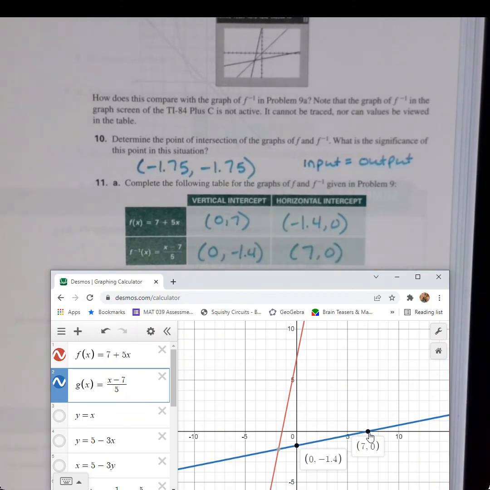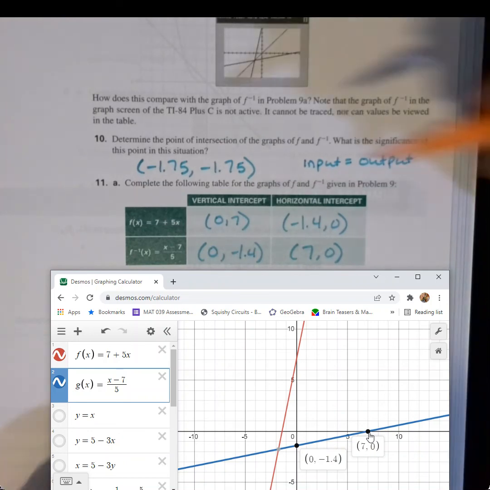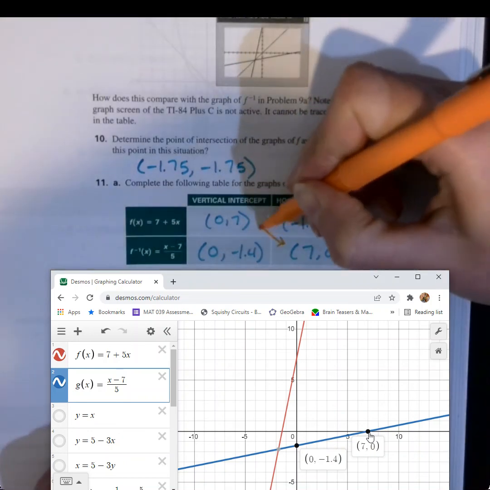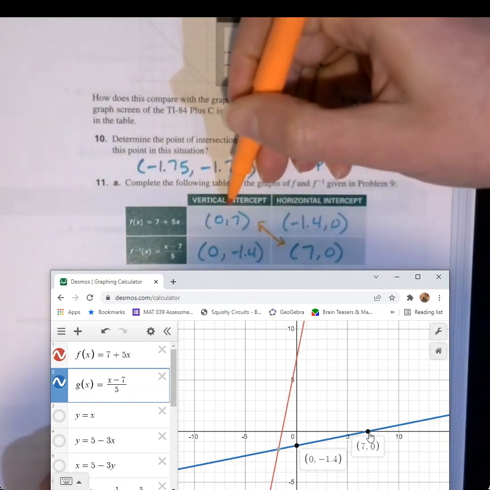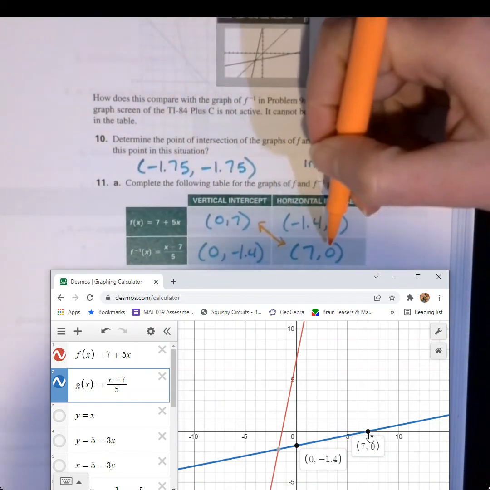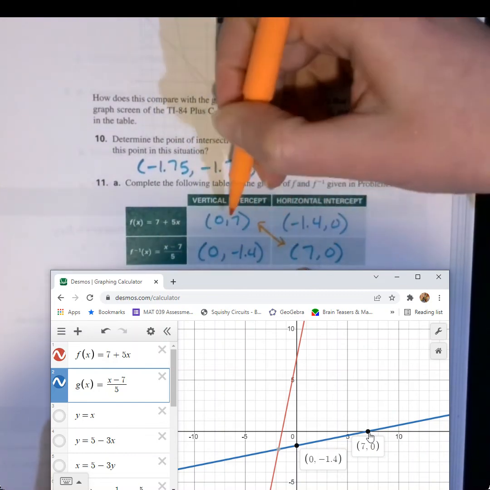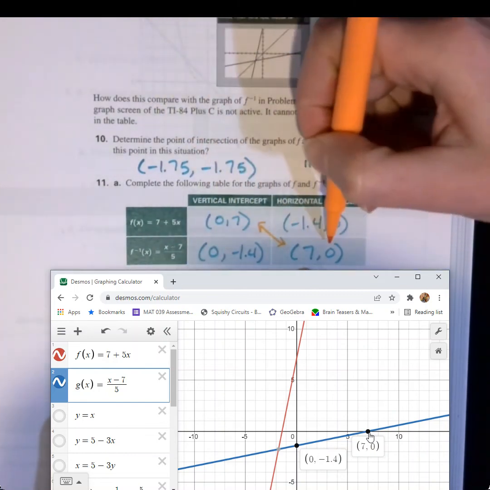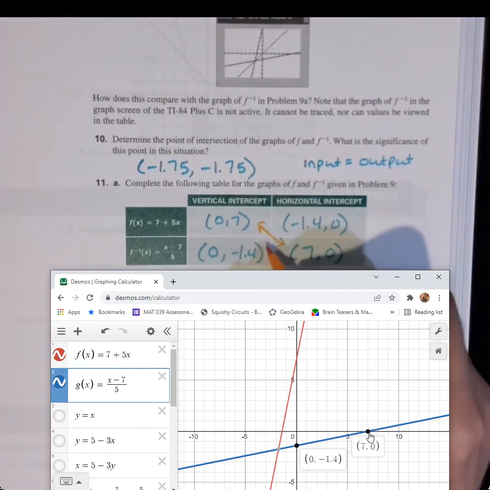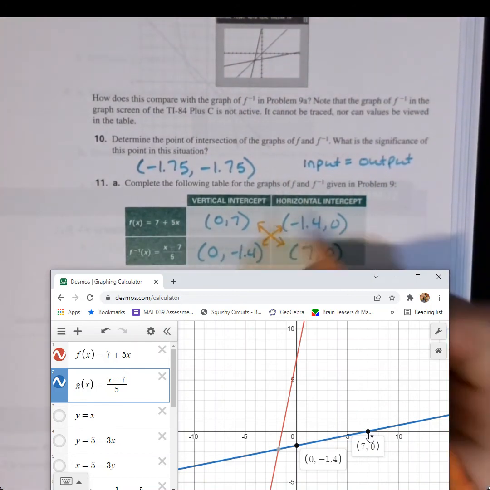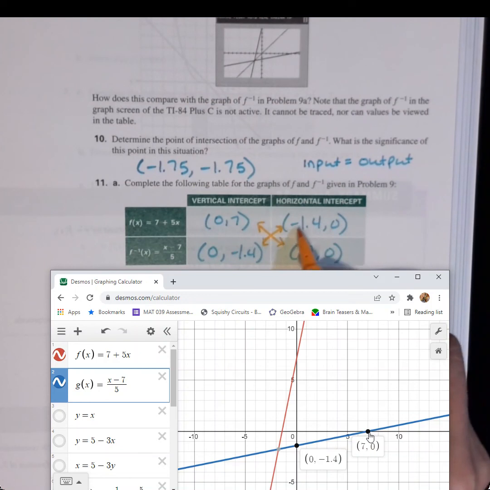So again, input and output switch places. So you can see the relationship here between the vertical intercept of one function and the horizontal intercept of the other function. If you switch 0, 7 to 7, 0, it would go from being a vertical intercept to being a horizontal intercept. And vice versa, of course. If you switch negative 1.4, comma 0 to 0, comma negative 1.4, it would go from being a horizontal intercept to being a vertical intercept for the inverse.